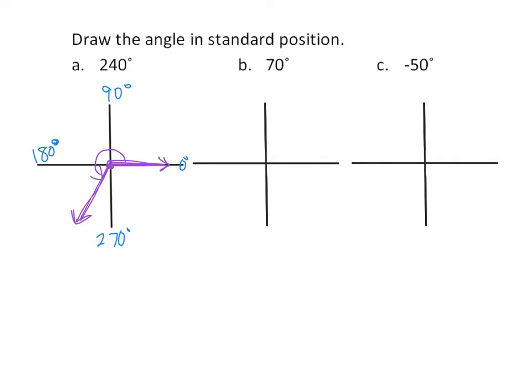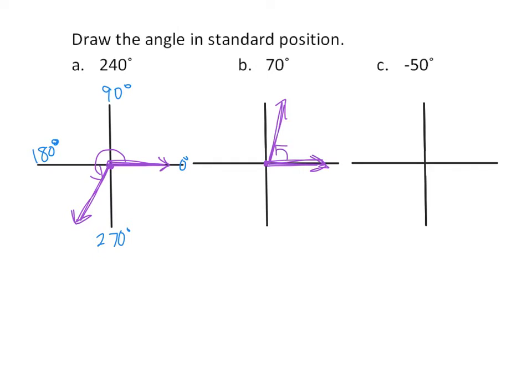All right, let's try the next one, 70 degrees. Again, original point at the vertex of the angle at the origin, initial side on the x-axis. And 70 degrees. Well, we know 70 degrees is less than 90 degrees, so it's going to be somewhere in this region here. Remember, halfway between 0 and 90 would be 45, and we're obviously well beyond 45 to be about 70 degrees right there. Okay. And how about negative 50?